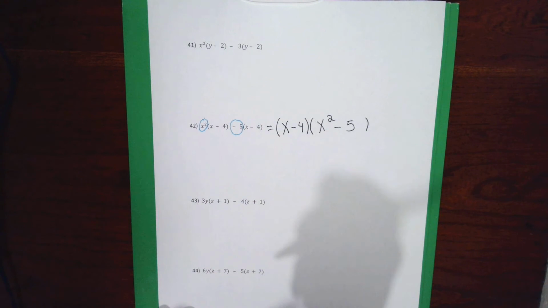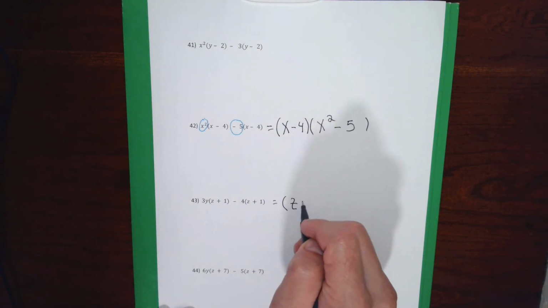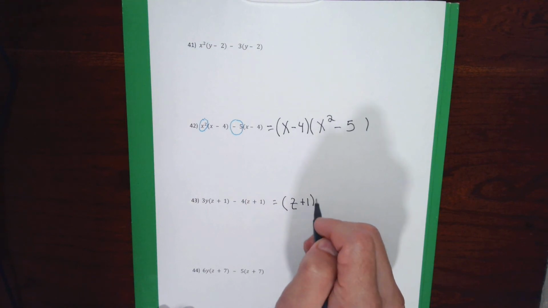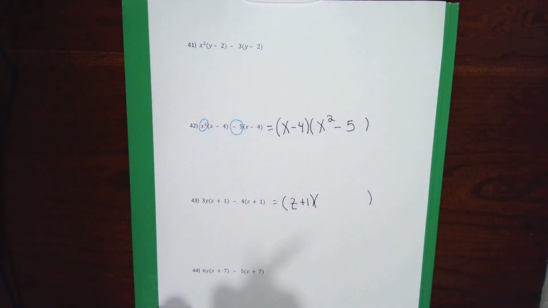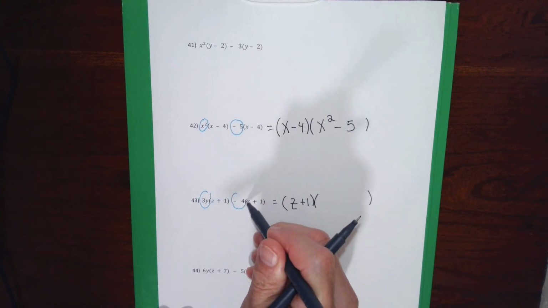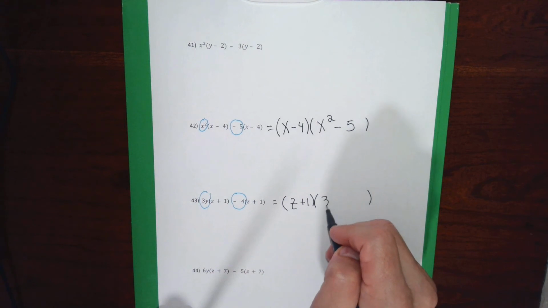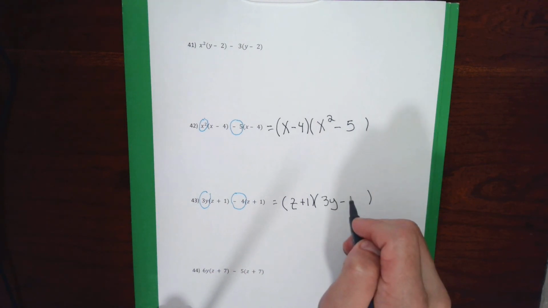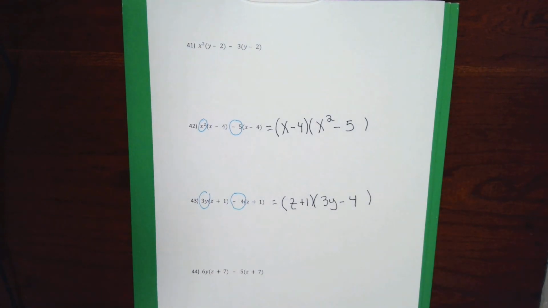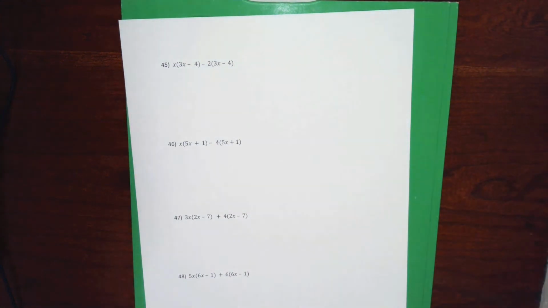43, just because it's hard to write so low on my screen, the common parentheses is z plus 1. To finish up my answer, what's in front of the first z plus 1 is a 3y. What's in front of the second z plus 1 is a minus 4. That's considered completely factored. There aren't going to be any extra common factors here to fuss with.